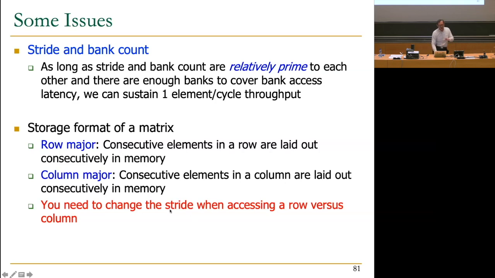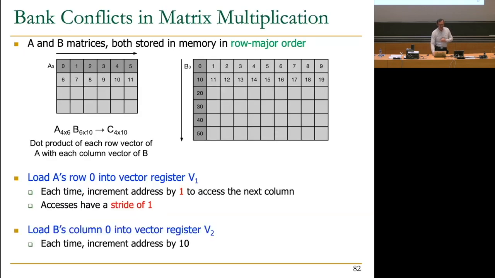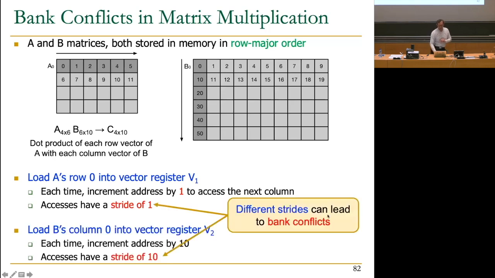So basically, you need to change the stride when accessing a row versus column. And we've already seen this. Basically, this is very difficult to achieve. The purpose of the initial example was to show that. Different strides can lead to bank conflict. This is a stride of 1, this is a stride of 10. But now when you start doing something else, when you start multiplying this vector with this array with some other array, then you may actually start getting bank conflicts.